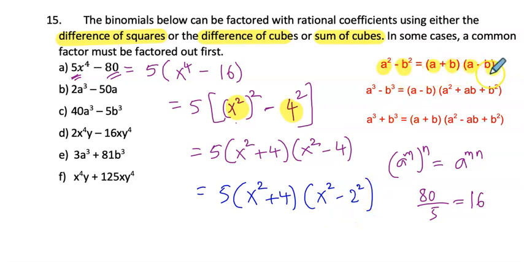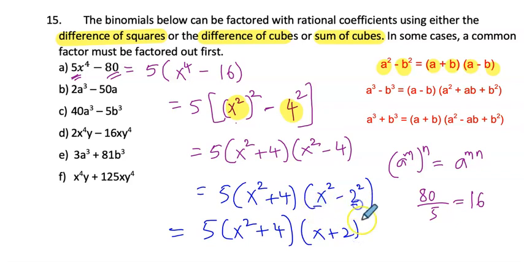I am looking at the first identity again, a square minus b square, the difference of squares, right? X square minus 2 square. So finally my answer is 5 times x square plus 4 times x plus 2, like this is your a and that is b, times x minus 2, that is a minus b. This is the factorized form of that 5x to the 4 minus 80. That can be broken down into these 4 factors, in fact. Got it? Right. Now let us look at the next.